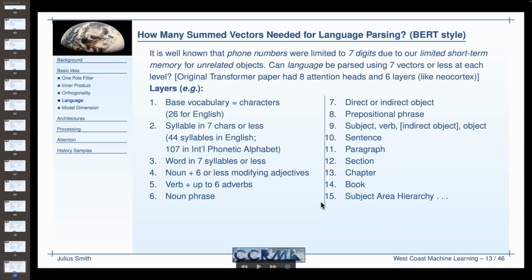And then how many subject areas are there? Now if we only have 6 layers in our neocortex, then to get 15 layers plus, we're going to have to have some of them over here, and then project around and go through it again.